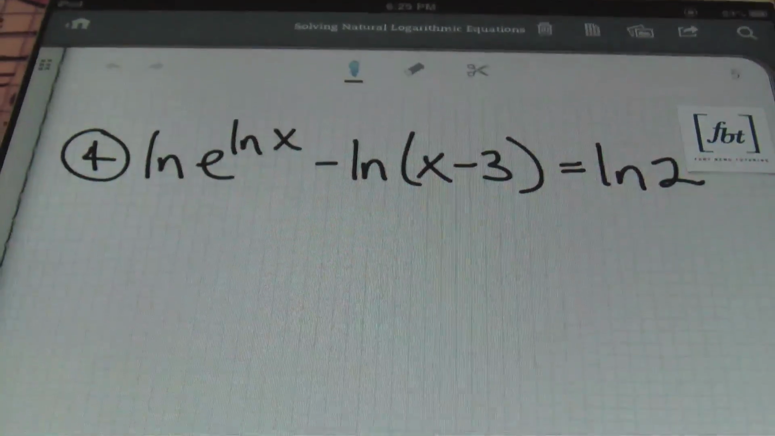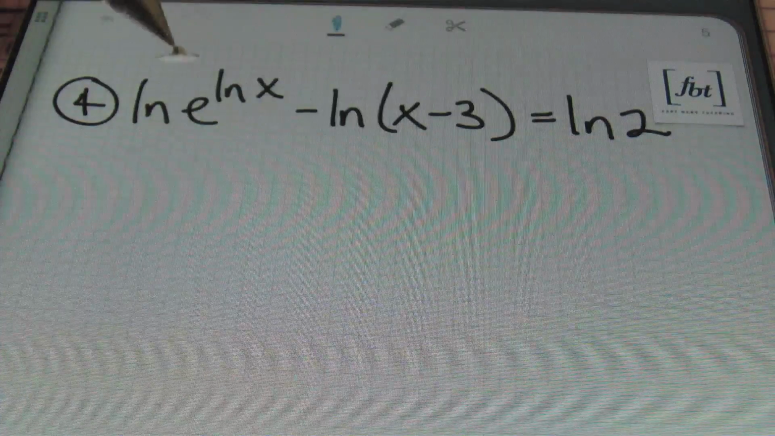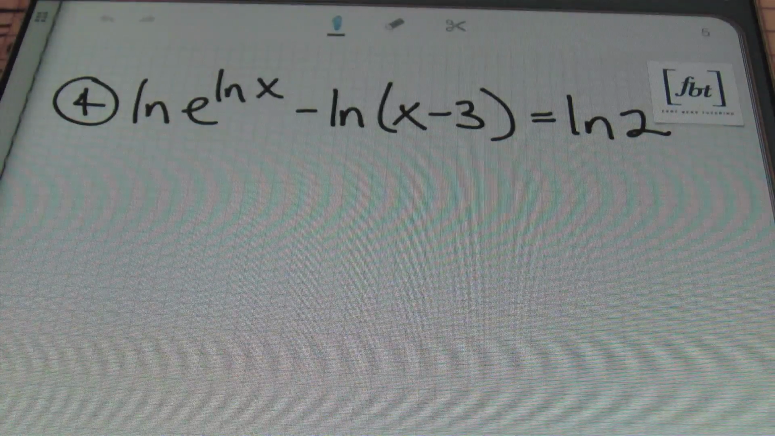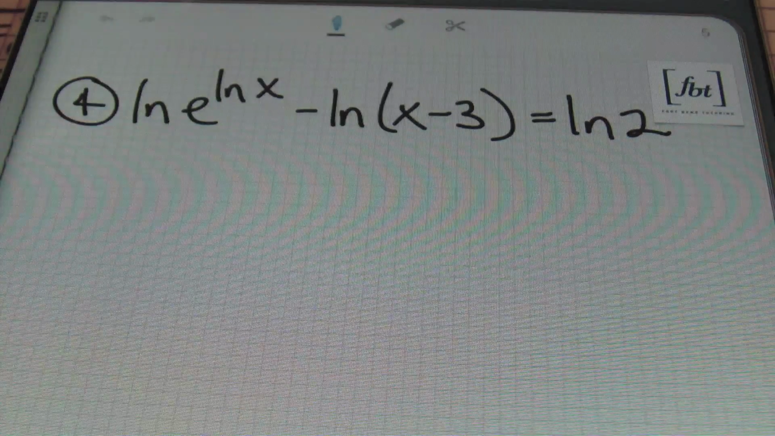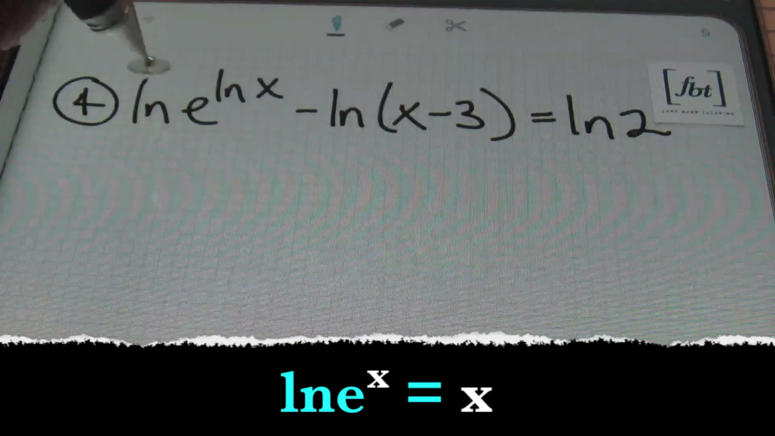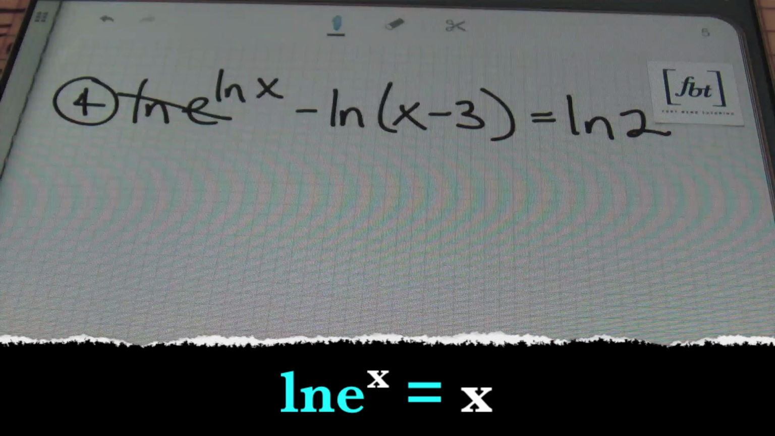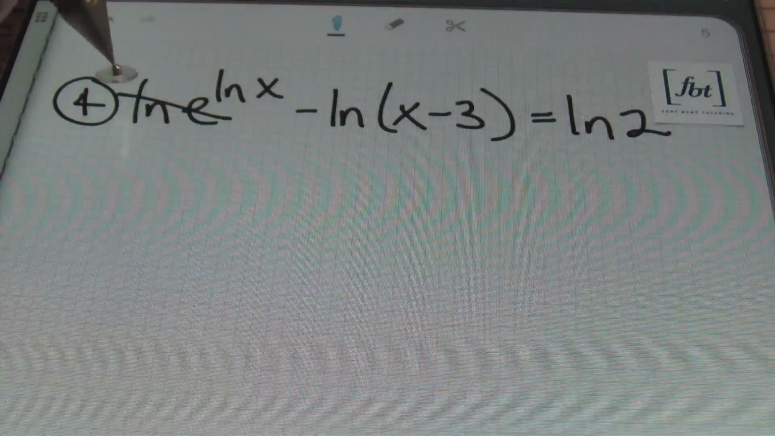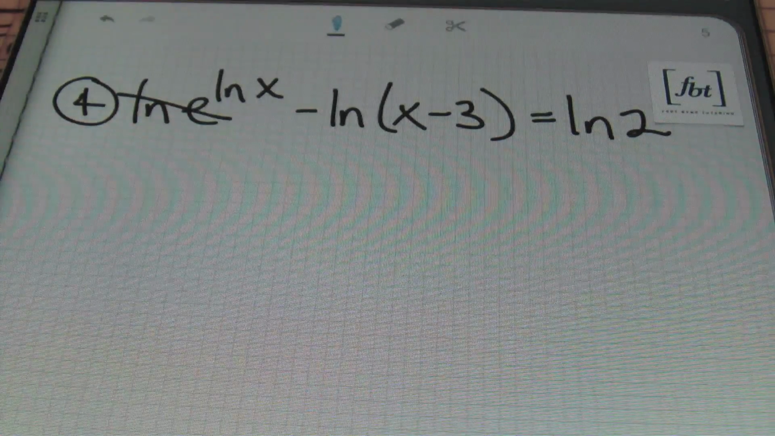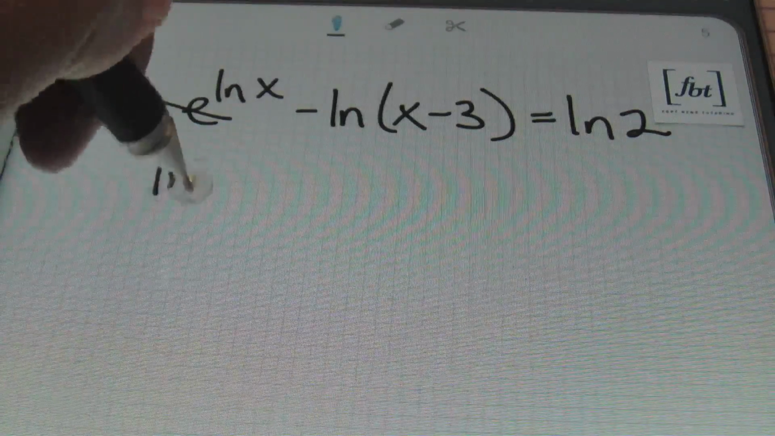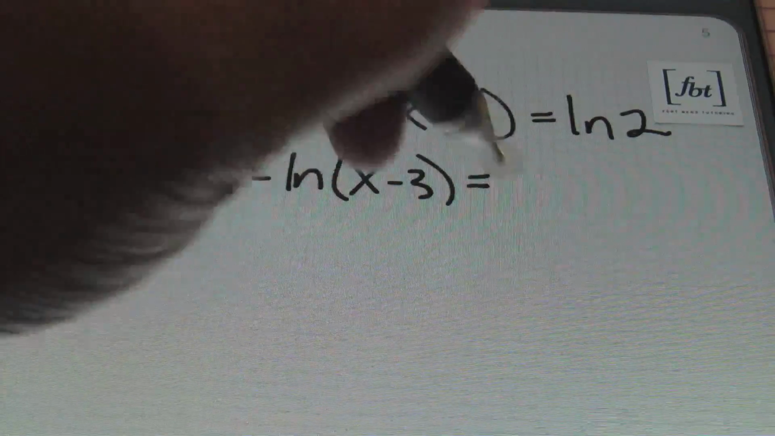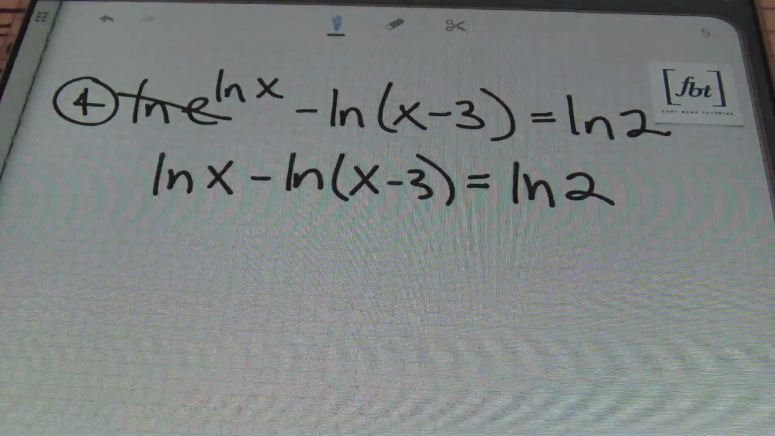All right, here in problem number 4, we have this problem. We have the natural log of e to the natural log of x minus the natural log of x minus 3 equals the natural log of 2. So what we can do is the following, ladies and gentlemen. We can immediately go ahead and cancel out this natural log and e. Okay, that'll cancel out. So anytime that natural log is in this format next to the base of e, they'll cancel every single time. So I'll be bringing down this exponent: natural log of x minus the natural log of x minus 3 is equivalent to the natural log of 2, just like that.